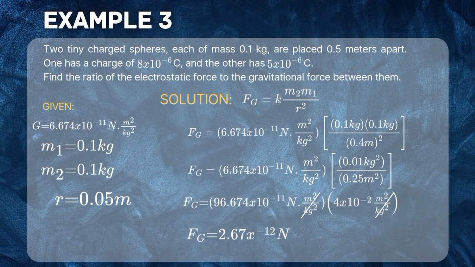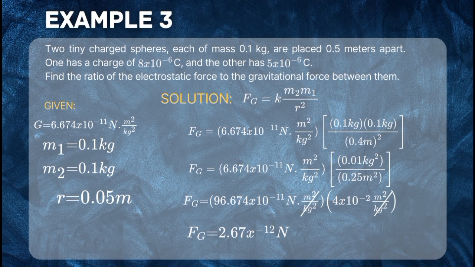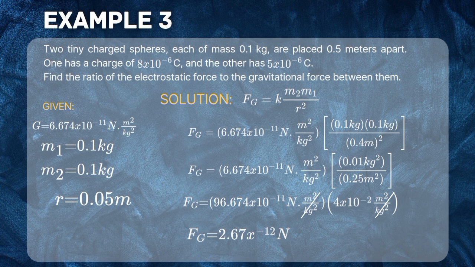For the gravitational force, these are the givens. For the solution, F sub g is equal to the constant value of gravitational force times the two masses divided by 0.4 meter squared. So if we calculate this, we will come up with F sub g is equal to 2.67 times 10 raised to negative 12 Newton.